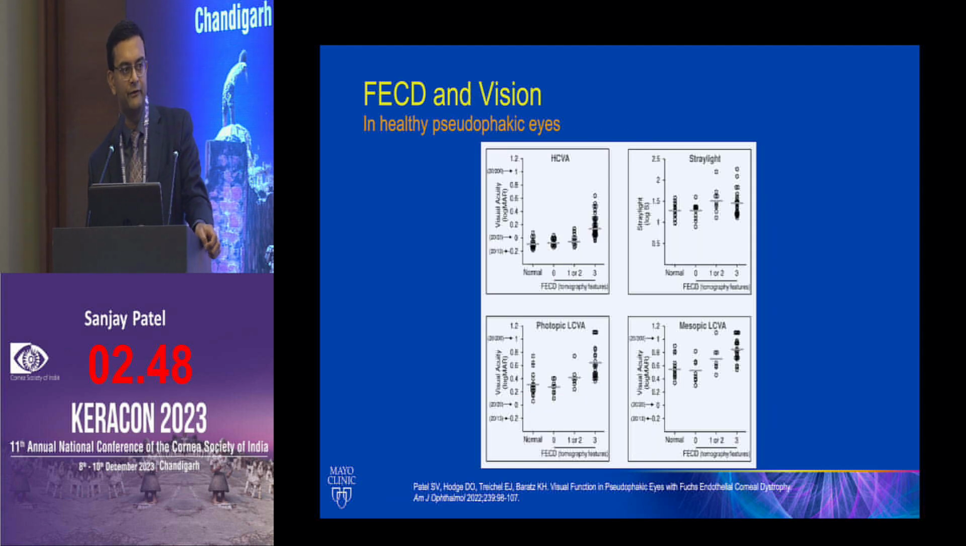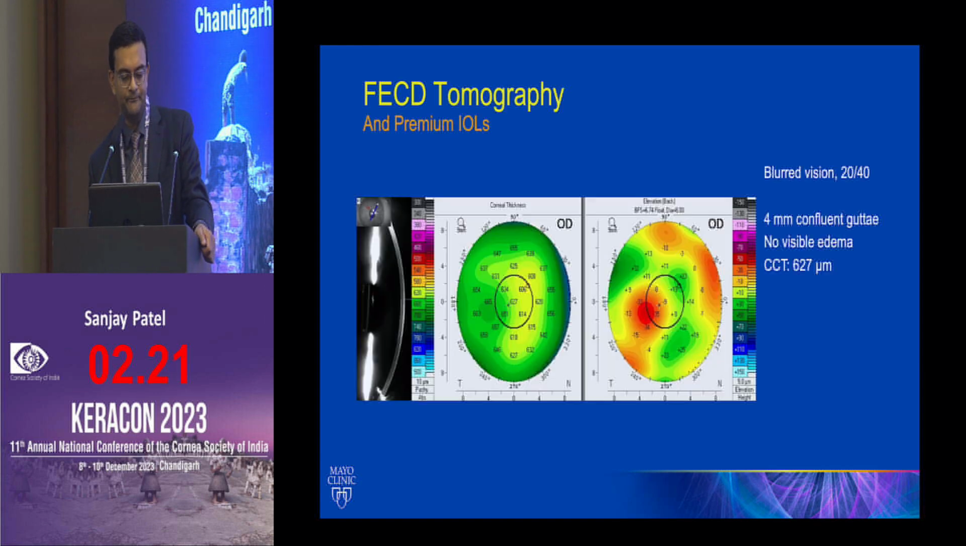It also predicts vision. When you've got all three features present, your high contrast visual acuity is down. When you've got any features present, low contrast visual acuity and stray light, which is glare, are also affected. But when your tomography is normal, it's no different to age-matched controls. So normal tomography suggests that vision should also be normal, at least with respect to the corneal function.